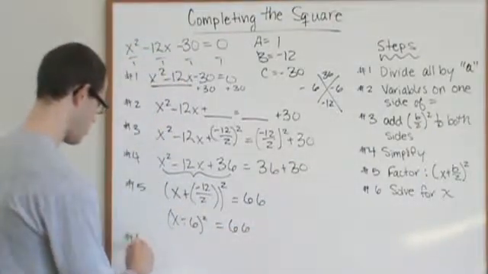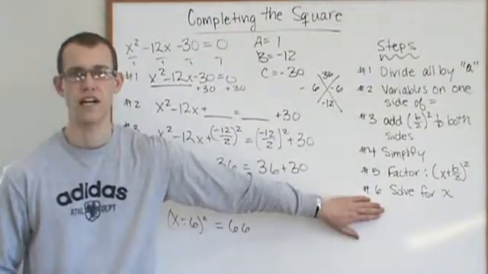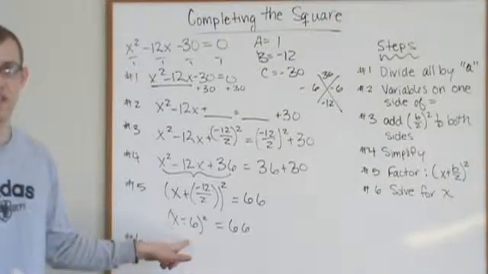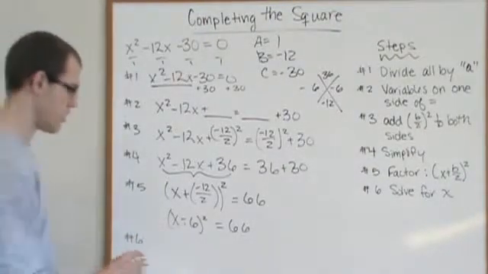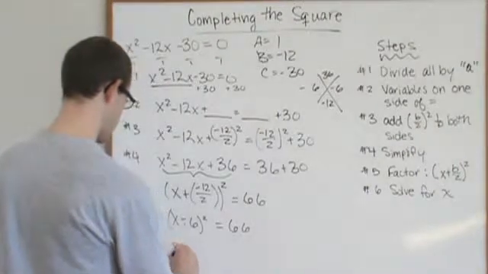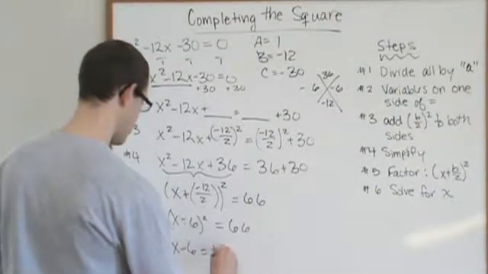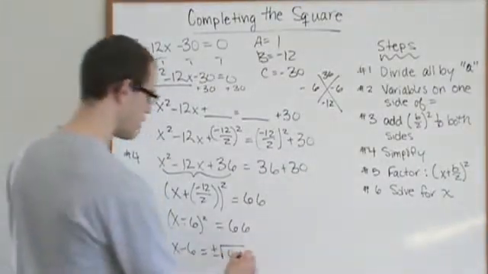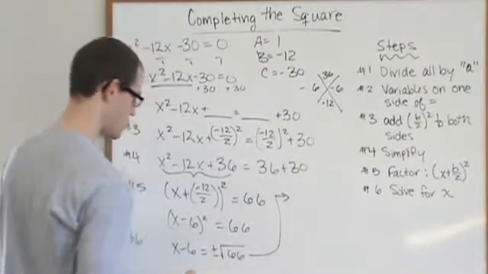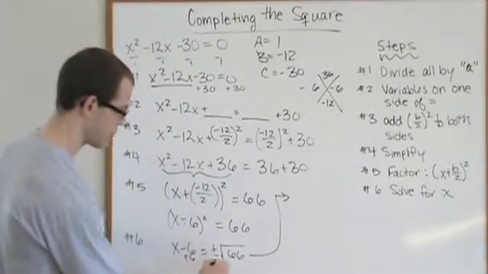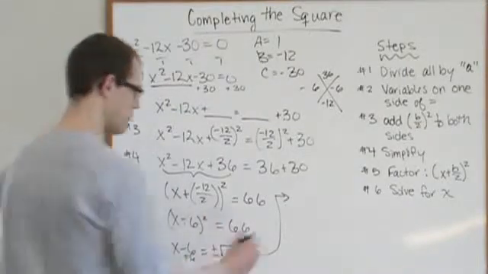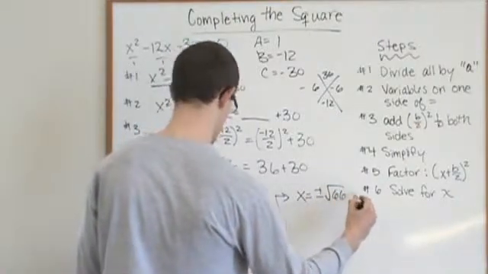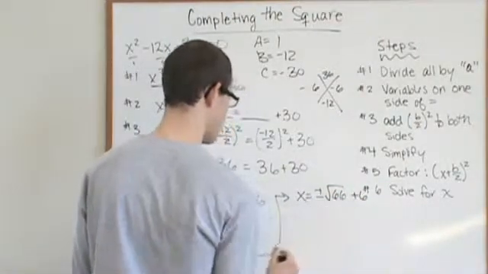All right. In our last step, solve for x. What that means is we want to square root it and move that 6 to the other side. So let me do that right now. We have x minus 6 equals plus or minus the square root of 66. And now I'm going to move this up here a little bit. And I'm going to add the 6 to both sides. So x equals plus or minus the square root of 66 plus 6.